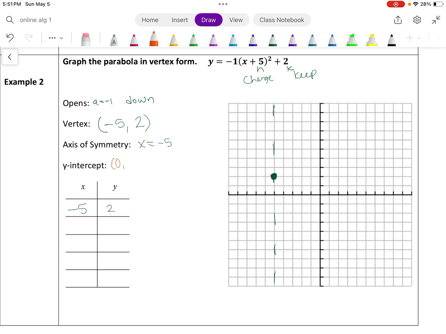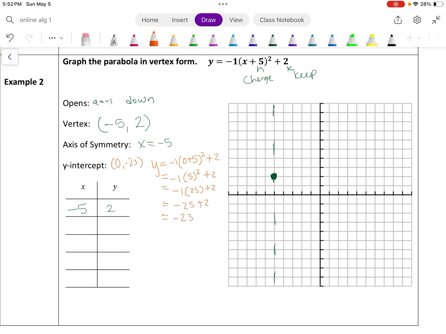Okay, now I'm ready for my y-intercept. Well, again, to be the y-intercept, x has to be 0. So I don't think this is going to fit on my graph. Look at how far away that is. So we can try it and see. If I substitute 0 in, we end up with 0 plus 5. Well, 0 plus 5 is just 5. My order of operations, 5 squared, is 25. So I get -25 plus 2 is -23. Definitely not fitting on my graph.